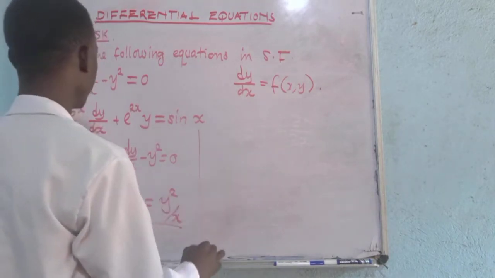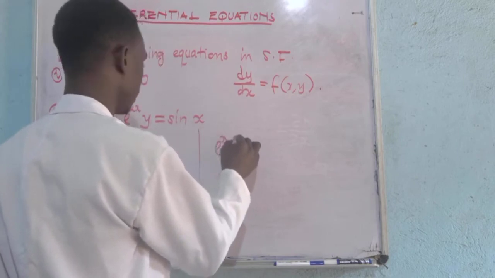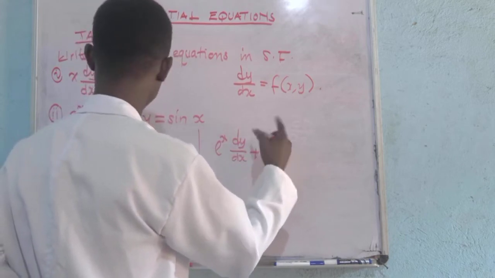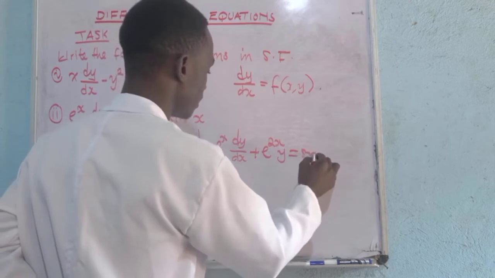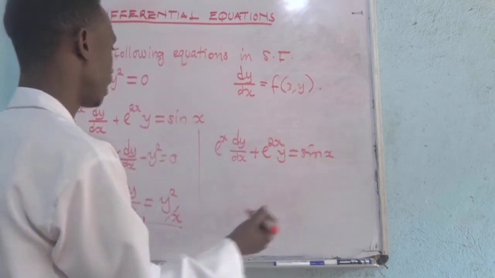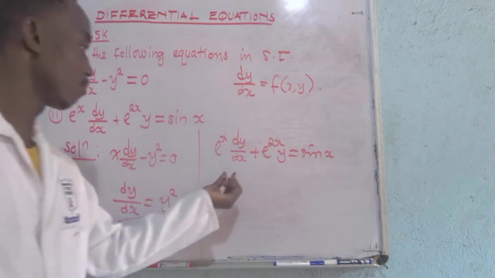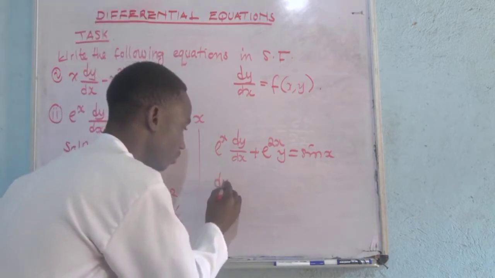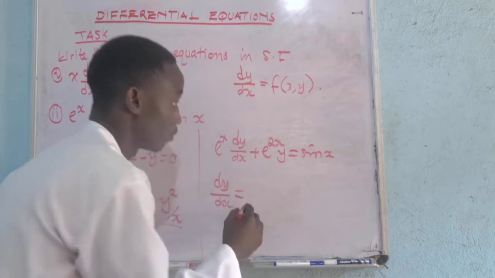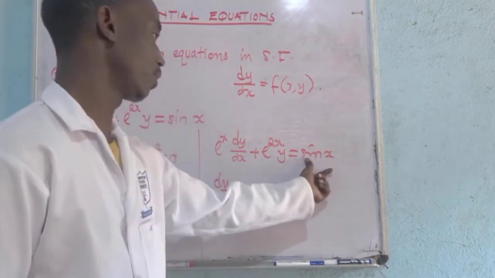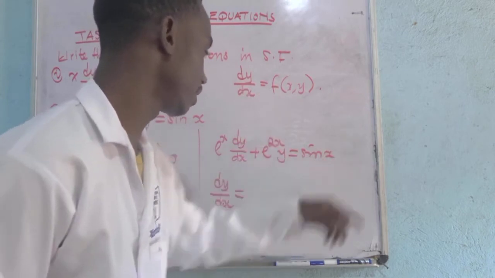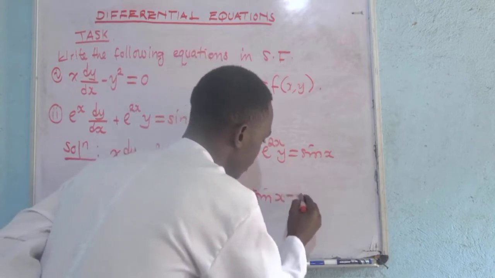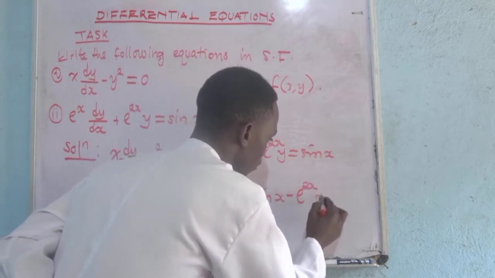And then the second one here, which is e to the x dy/dx plus e to the 2x times y equals sine of x. Writing this in standard form, already you have dy/dx, so what you're doing is as good as solving for dy/dx. So dy/dx has to equal sine of x on the other side, then this one is taken to the other side and becomes minus e to the 2x times y.